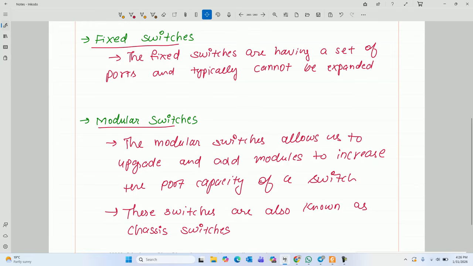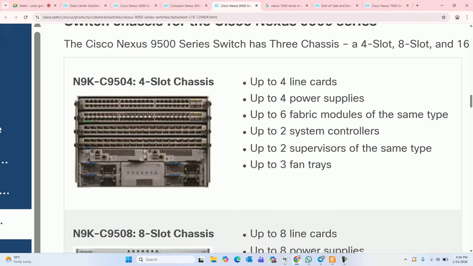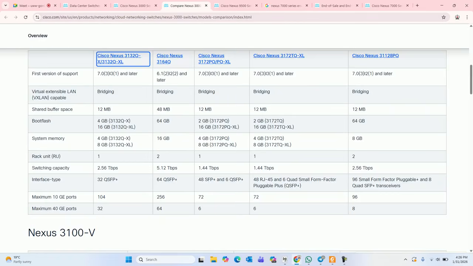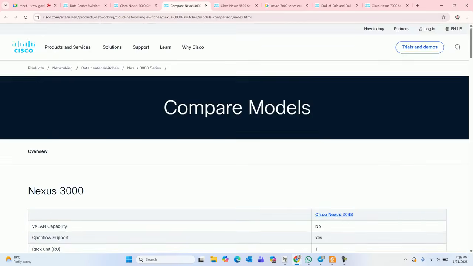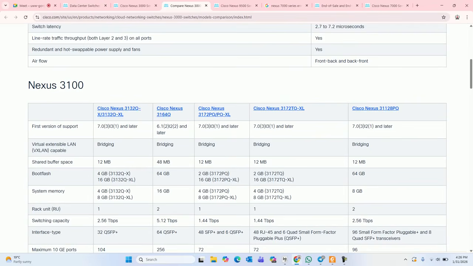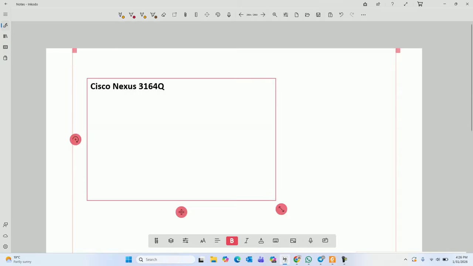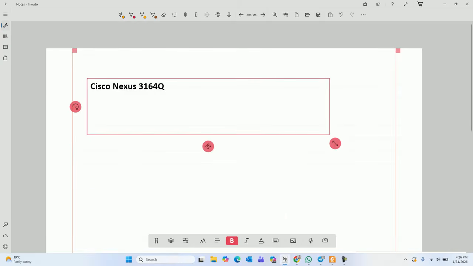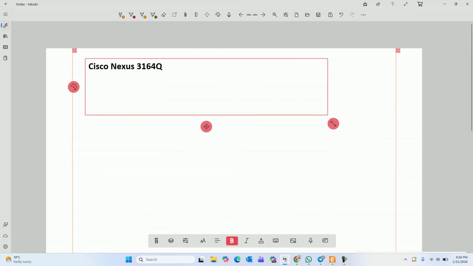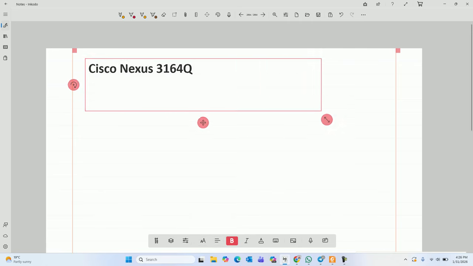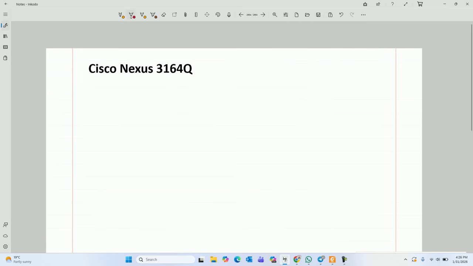Great. But there's a very interesting part of the Nexus switches, guys. If you look at Nexus 9300, you see a name. Let's say you see Cisco Nexus 3164Q. If I give you this name and I ask you, please give me some specification of this switch. Please tell me something about this switch by just looking at its name. What would you say?